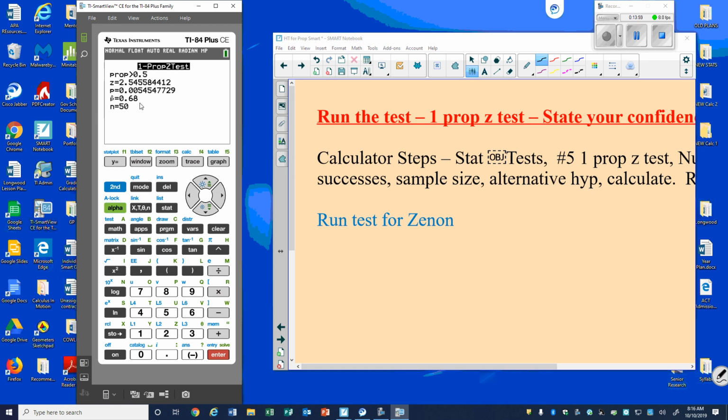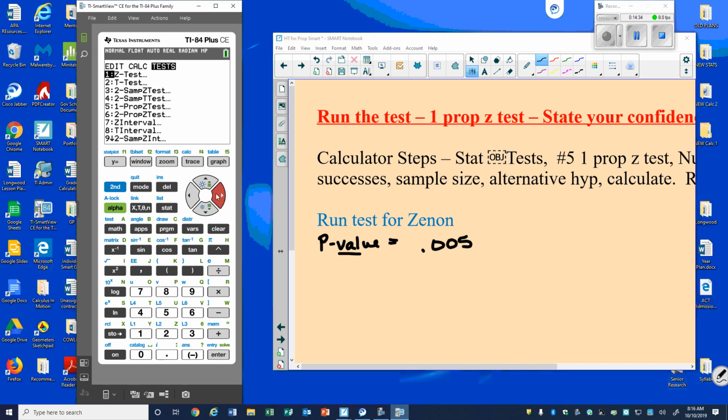Now, from this, you'll see that it gives you the sample size back. It tells you what p-hat is, which we already knew. The only thing that I'm really interested in right here is this p-value, the one that doesn't have a hat on it. And that is not the true proportion. There's a lot of p's and it gets really confusing. But this is not the true proportion. This is the p-value that we get from the test, which tells me the percent probability that I would get the results that I am seeking. And that p-value is 0.005.